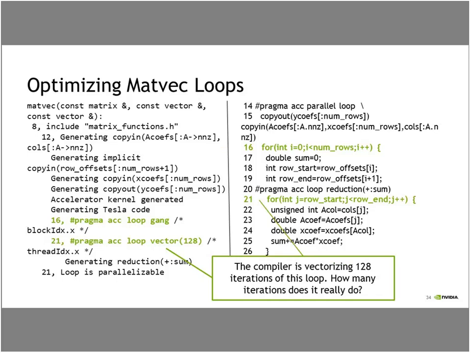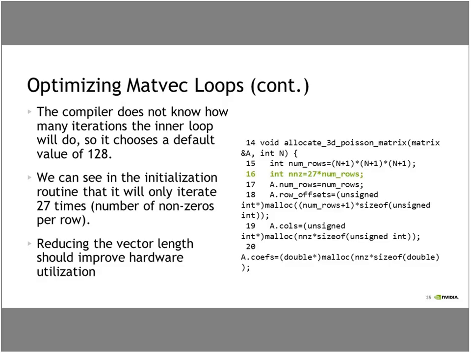It turns out that in this code, the loop doesn't actually even execute 128 times. If we go back to our code where this data structure is allocated, it turns out that the number of elements per row, which is determined here at line 16, is 27. So that loop will execute exactly 27 times, and it's trying to execute it 128 times in parallel. That's 101 extra loop iterations that are doing nothing.